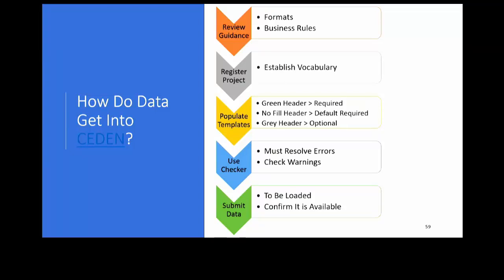Then we have a whole slew of controlled vocabulary lists so that we're using the same spelling of copper or the same way to reference a certain method. So you have to get established vocabulary. As I mentioned, you can work with the regional data centers to do that. So you register your project and any other vocabulary you know up front to get those into CEDEN. Then you do the hard work of formatting the templates, making sure that your data are in the right formats, following the business rules. So that's really where all the work is.